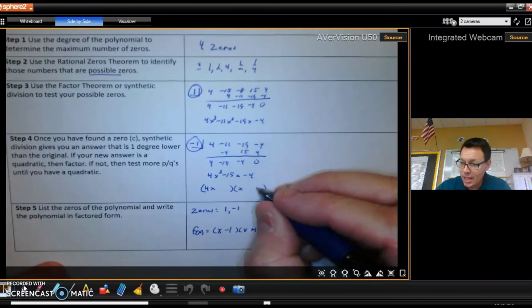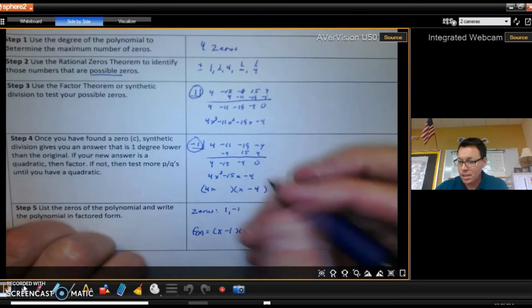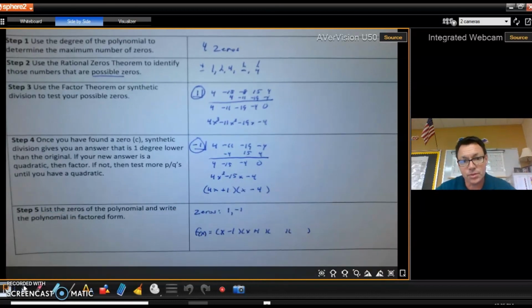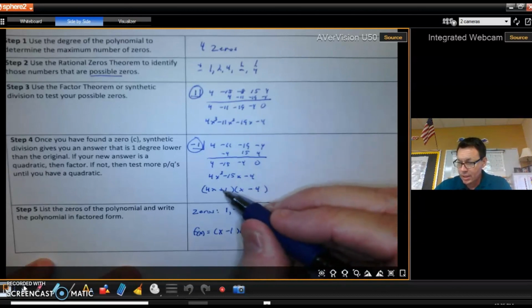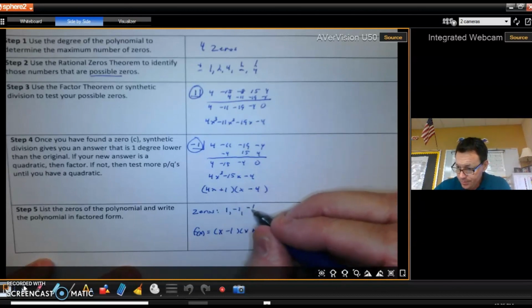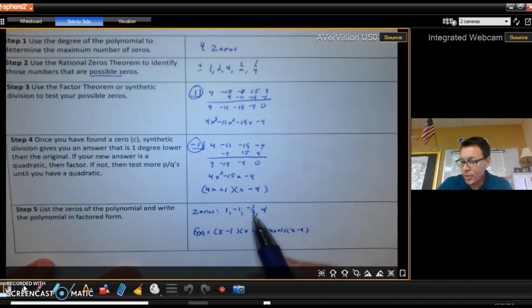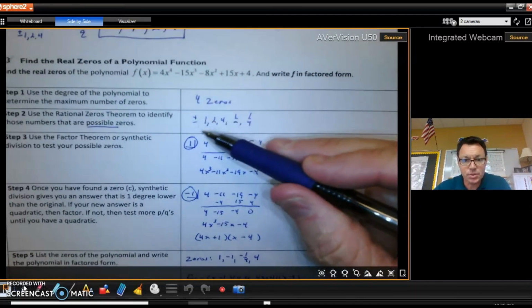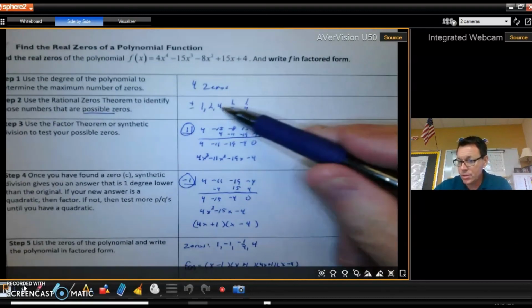So if I get a negative 16, so here's negative 16, and a positive 1, my outer and my inner are going to add up to negative 15. So those are my other two factors. 4x plus 1 and x minus 4. So what are those zeros? Well, negative 1 divided by 4 and 4. And again, both of those new numbers are still in this list of my potential zeros. It's got to come from that list right there. So there's the negative 1/4 and then also a positive 4.